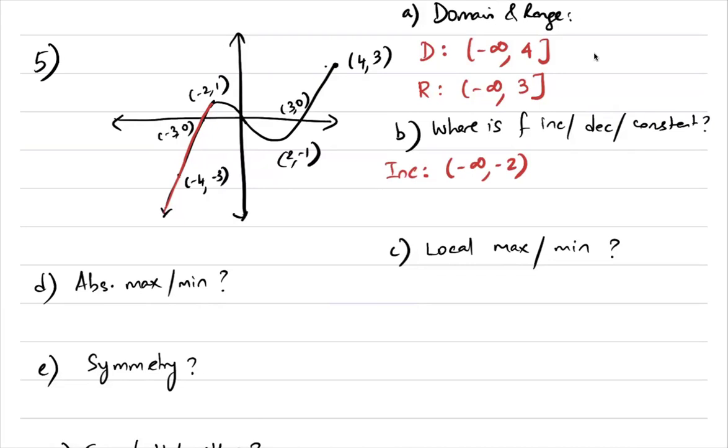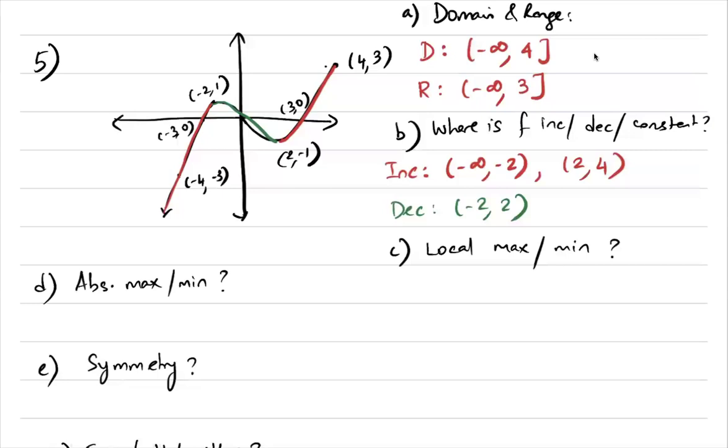Where else is it increasing? It is also increasing in this interval, correct? So the next interval that it is increasing is 2 to 4. Okay. So then where is your graph decreasing? Your graph is decreasing in this interval, right? So it is decreasing in the interval -2 to +2. So it's not constant anywhere.